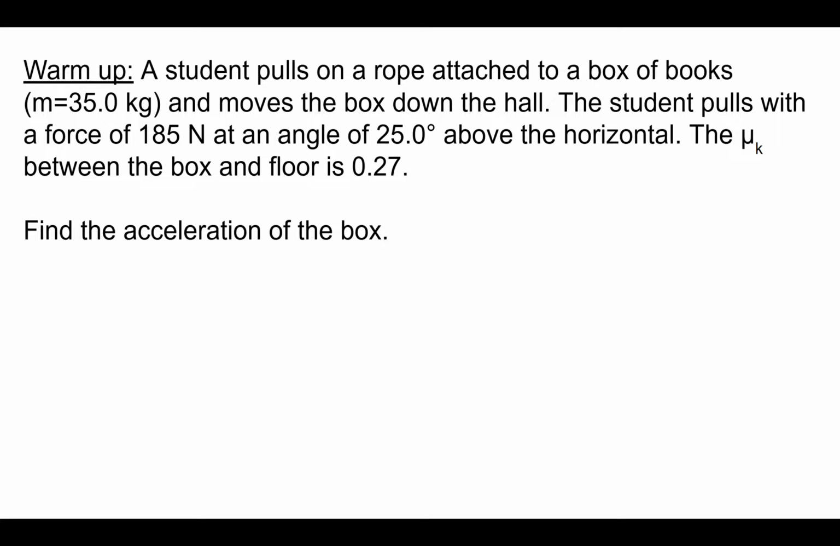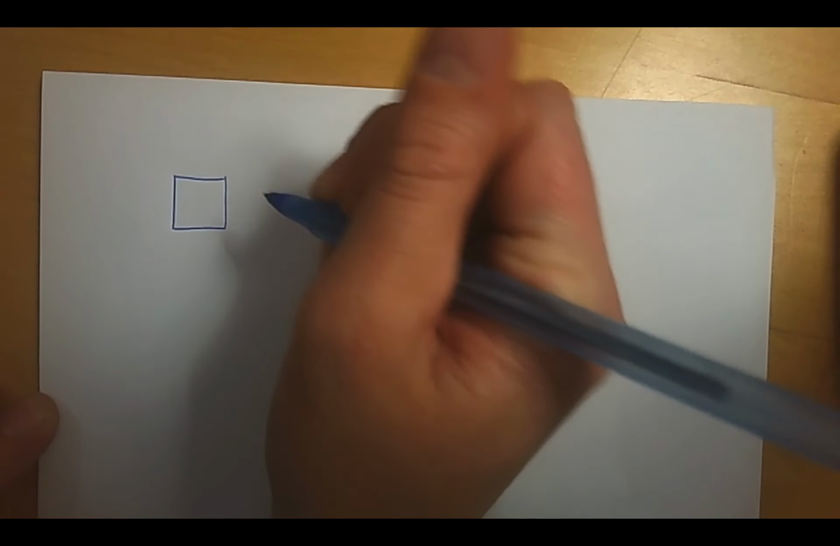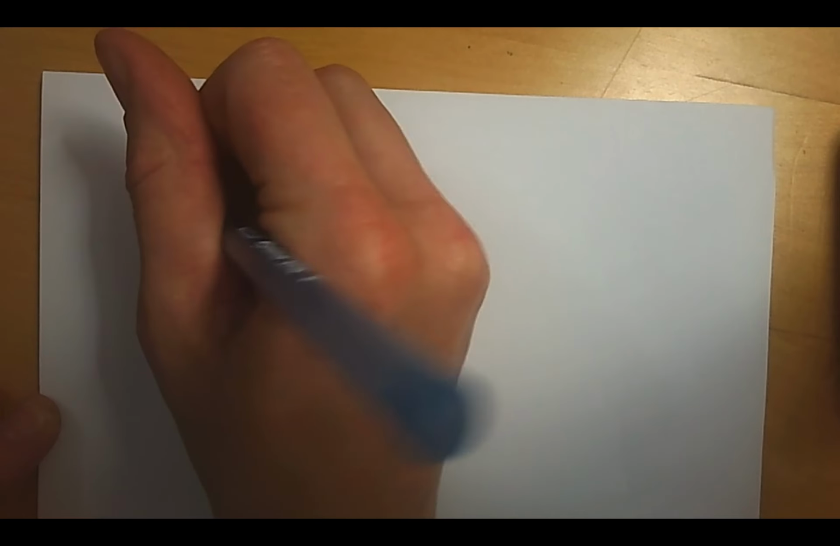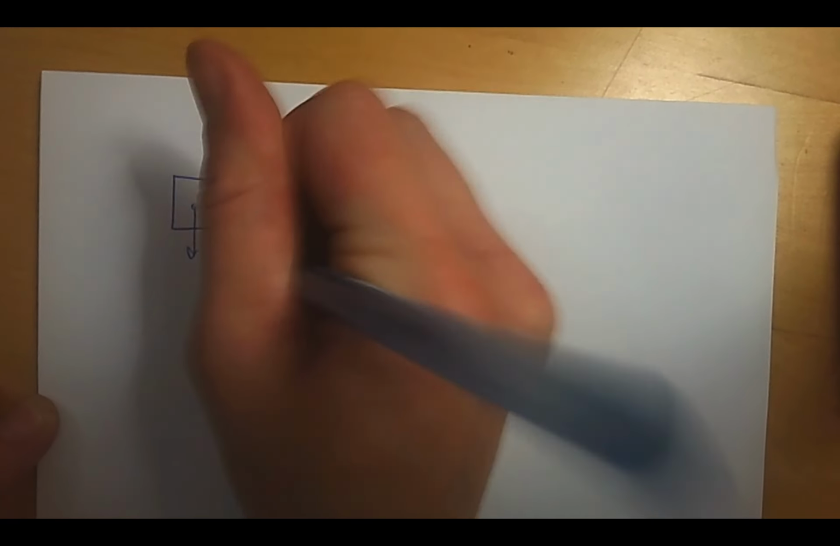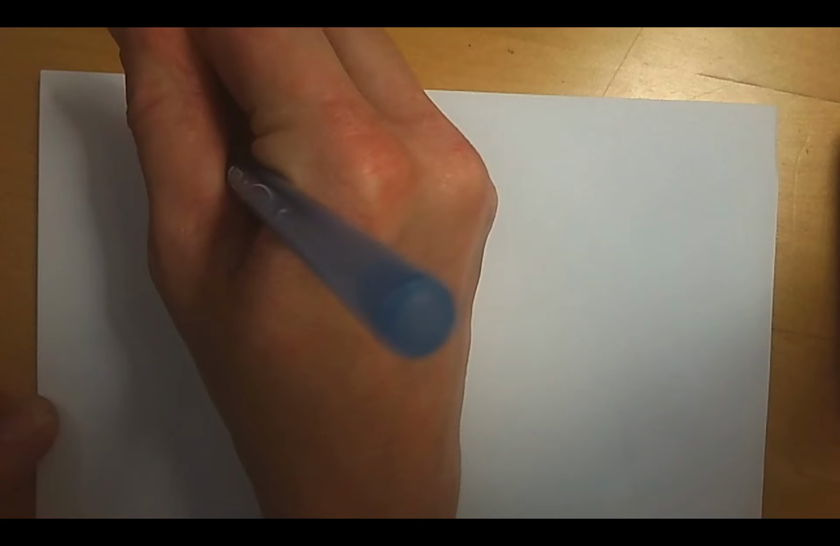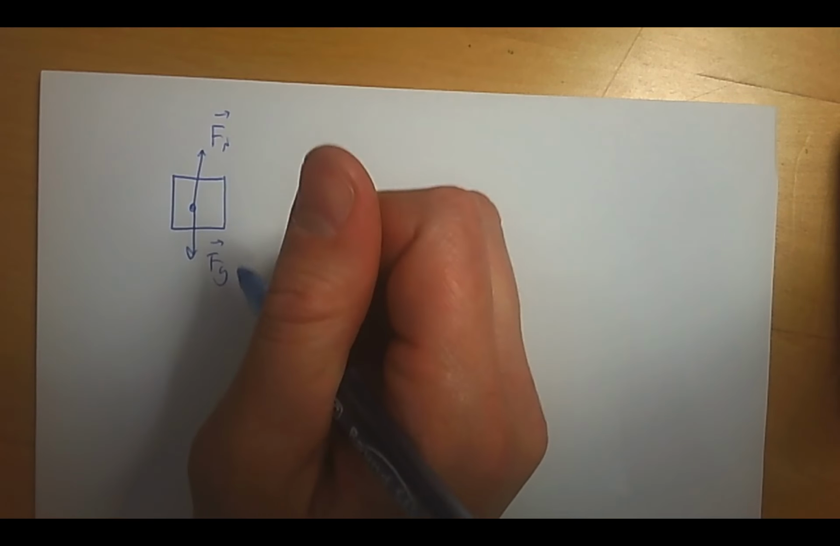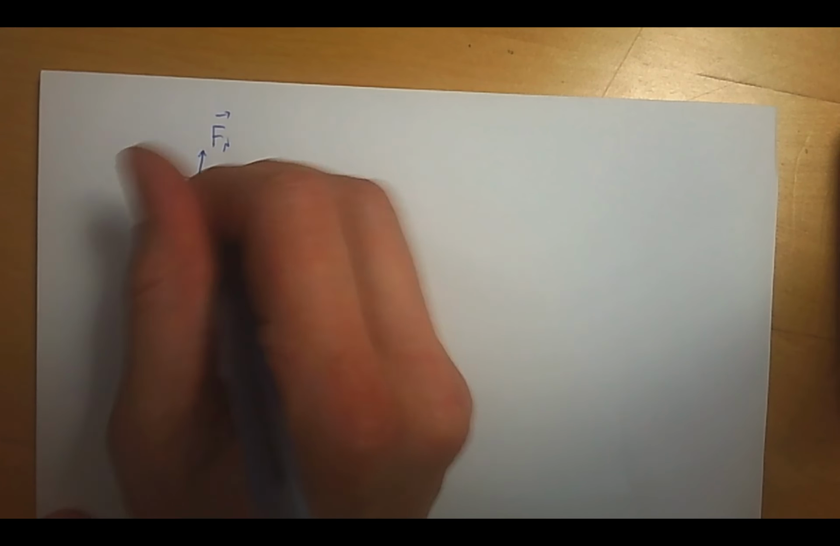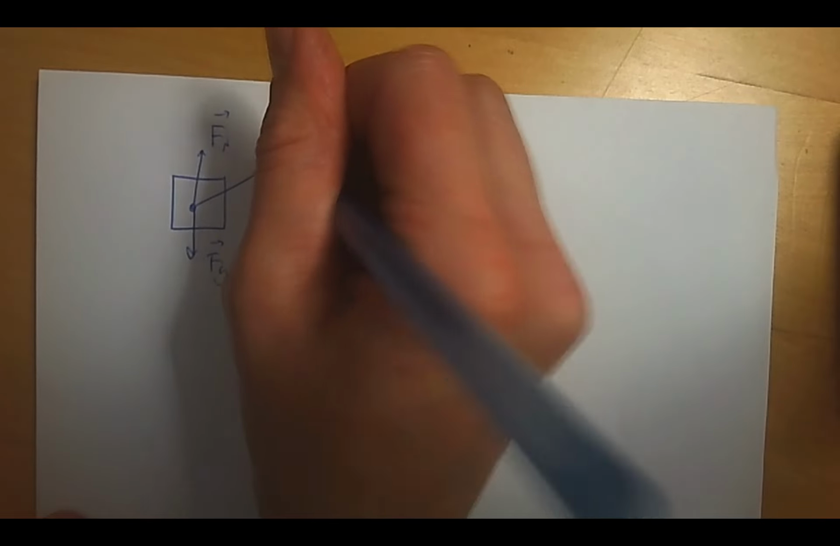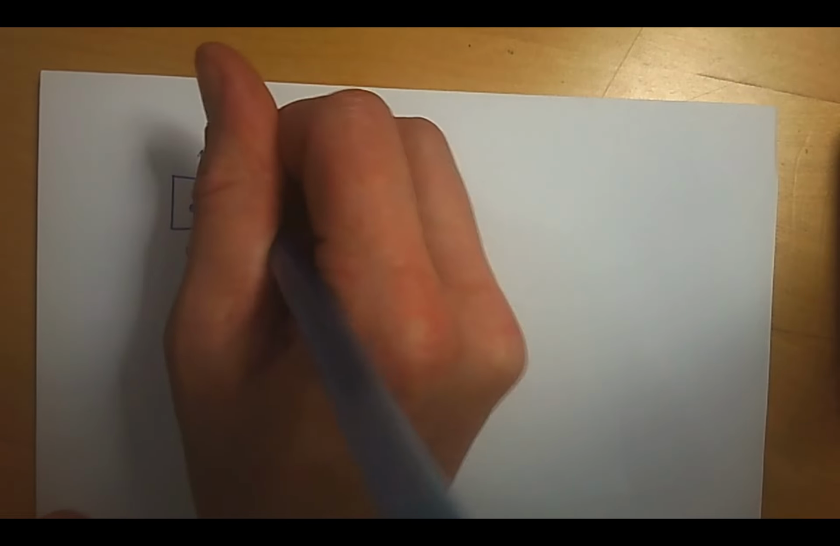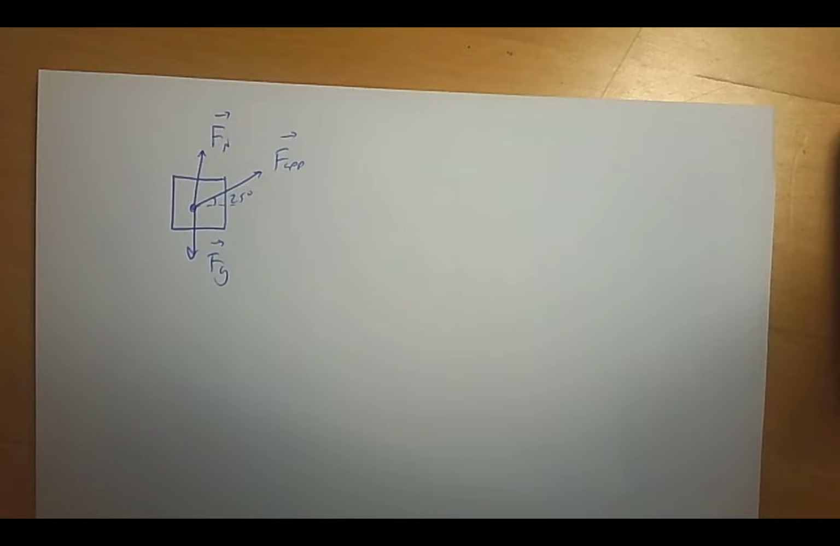You would want to start this problem by applying Newton's second law to the forces in the x and y direction after, of course, drawing a free body diagram. So we have our crate or our box of books. We have a gravitational force pulling down on it. We have a normal force pushing up on it. Right, this thing is moving horizontally, but the person is pulling, so there's an applied force at some angle of 25 degrees. And then we know that there's friction opposing the motion as well.